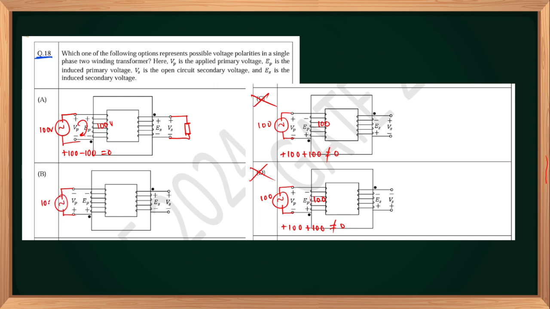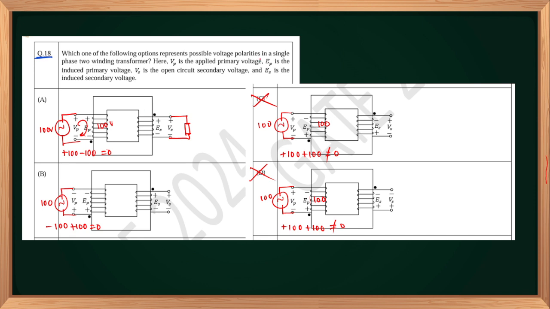Let us check with the B option. So minus 100 plus 100, minus 100 plus 100 is equal to 0. So this is satisfying. So A and B options are satisfying and C and D options are not satisfying. So I can eliminate 2. So now out of this A, B, you need to check with the secondary side also.